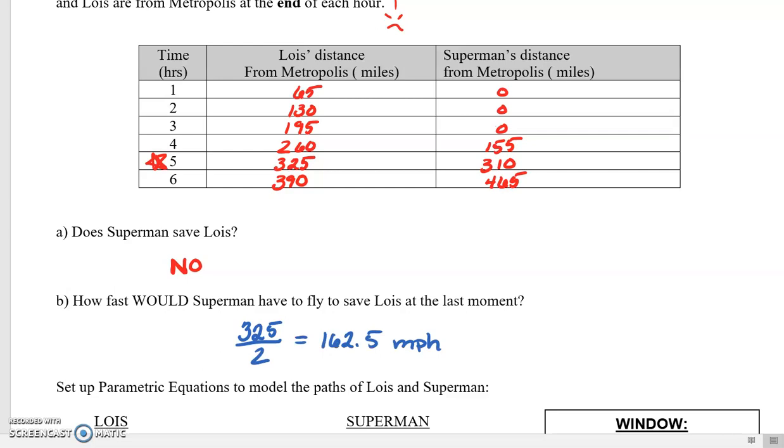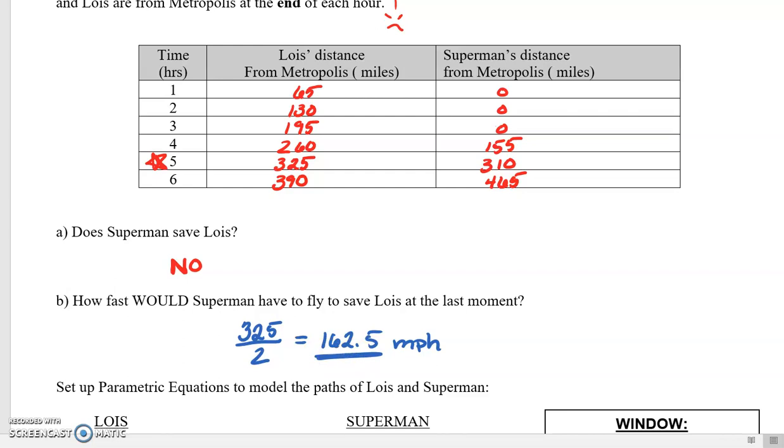So at 5 hours, Lois is 325 miles away, and Superman only has 2 hours to get to her. So we just do 325 divided by 2, and this is the very speed that he would need to fly in order to get there.